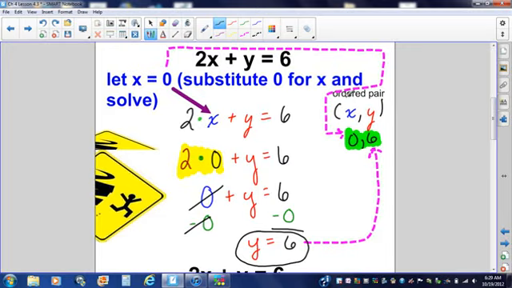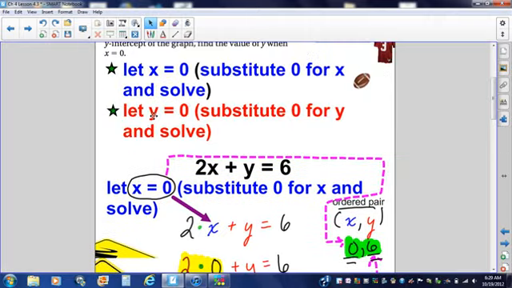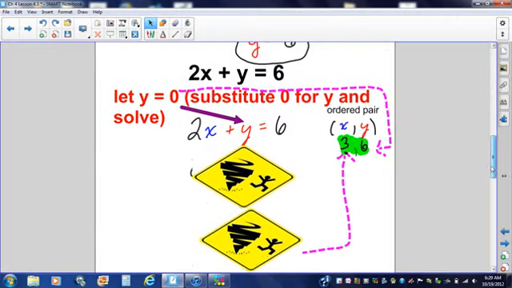So make an ordered pair. 6 is y. I used 0 for x, so x is going to be 0. So that's my first ordered pair. I put in 0 for x. The next thing I'm going to do is I'm going to put 0 in for y. Put 0 in for y.